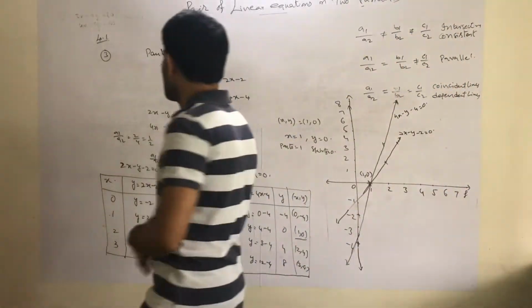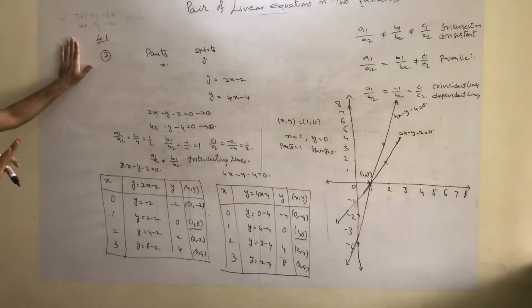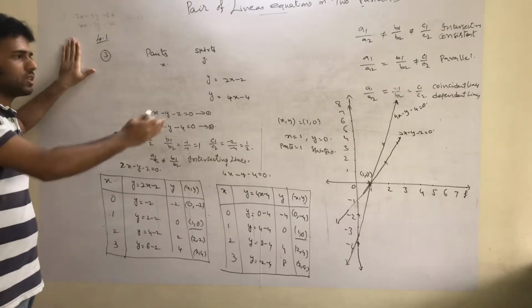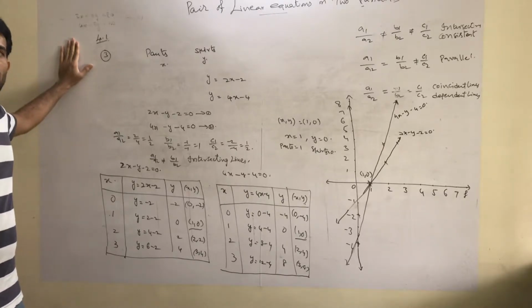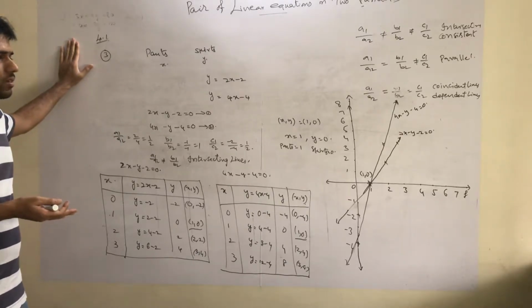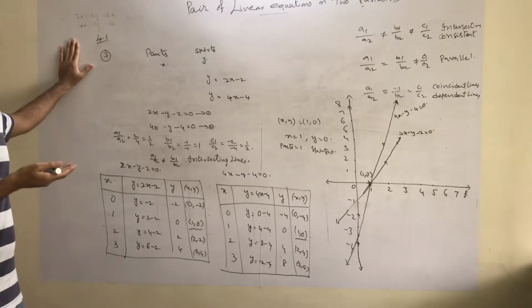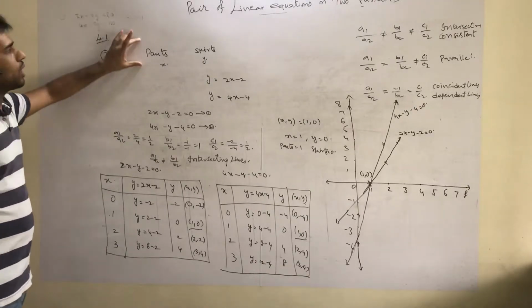This is a very important problem where you have not been given the equation. However, you have been given some description of what the problem is, and from that description you need to derive the equations and then solve them using the graphical method. Okay, so this is a very important type of problem for your 4 marks questions. Okay, 4 marks or 8 marks questions.